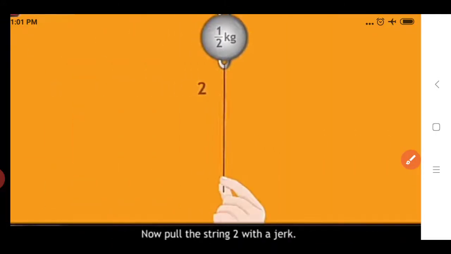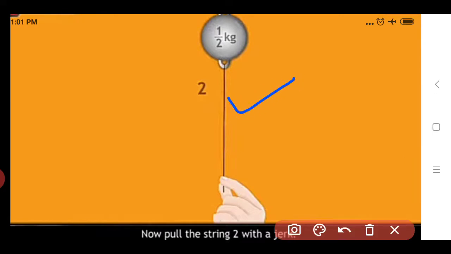Now pull the string 2. Also here you should tie the second string to this half kg mass. Here we attach another string to that half kg mass. So now pull the string 2 with a jerk, means by applying more force suddenly. Jerk means at an instant. By pulling this string, what happened?